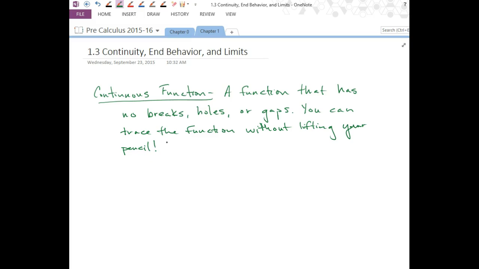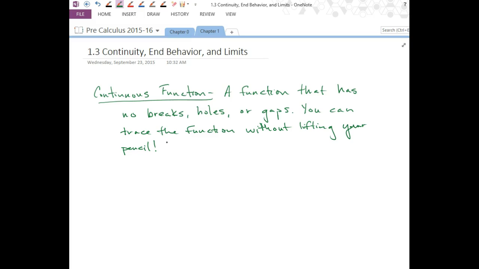Okay, so a continuous function is a function that has no breaks, no holes, no jumping. The bottom line is that you have the ability to trace the function without ever having to lift your pencil. If you can draw it without having to lift your pencil, then it is completely continuous. So let's do some examples of a continuous function.